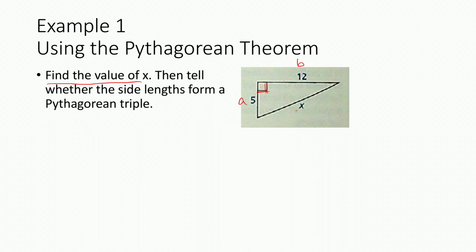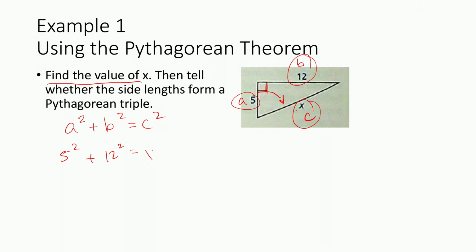And then the side opposite my 90-degree angle is my hypotenuse, and this is going to be side C. So let's write our formula. We have A squared plus B squared equals C squared. So I'm going to go ahead and plug this in, right? So we said A is 5, so 5 squared plus B is 12, so that's 12 squared, and C is x, so it's going to be x squared.